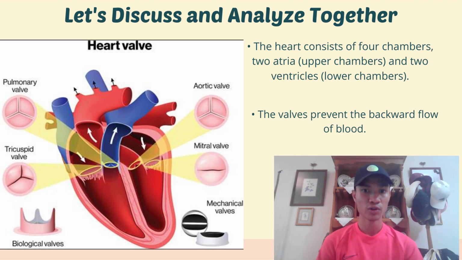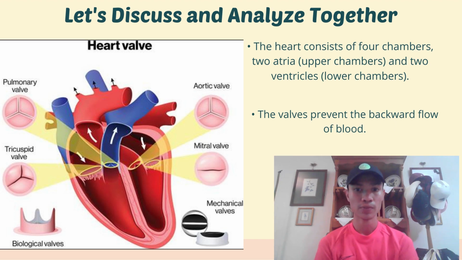The pulmonary valve is located between the right ventricle and the pulmonary artery. The tricuspid valve is located between the right atrium and the right ventricle. The aortic valve is located between the left ventricle and the aorta. Last but not least, the mitral valve is located between the left atrium and the left ventricle.